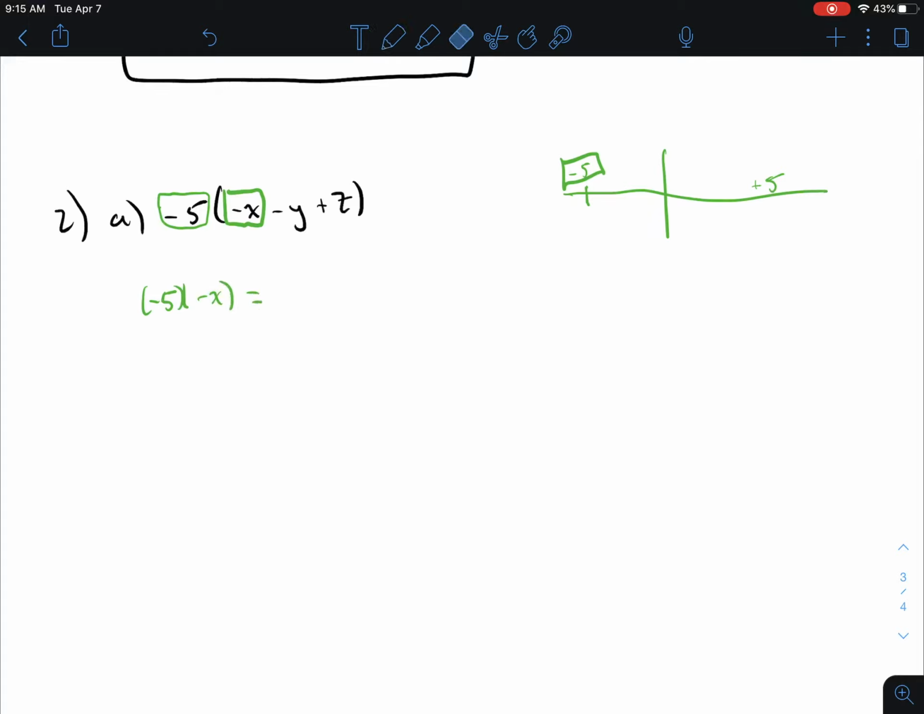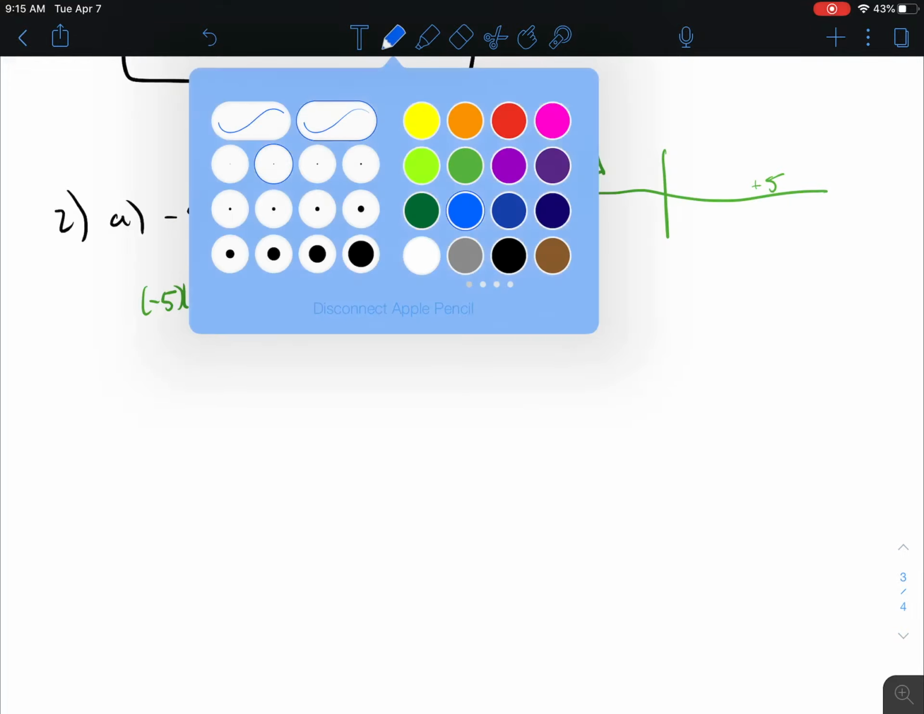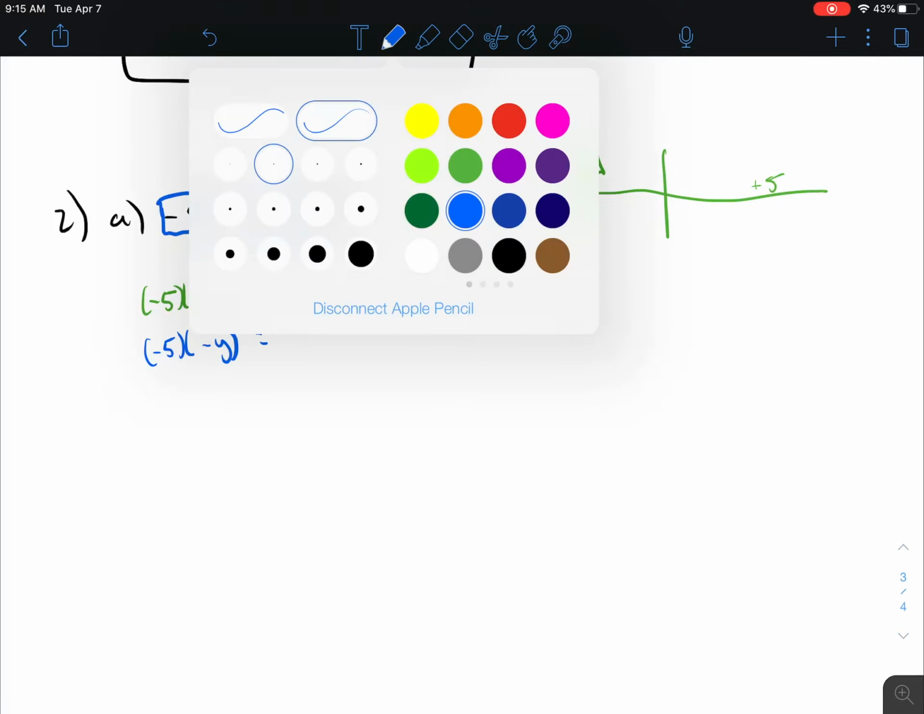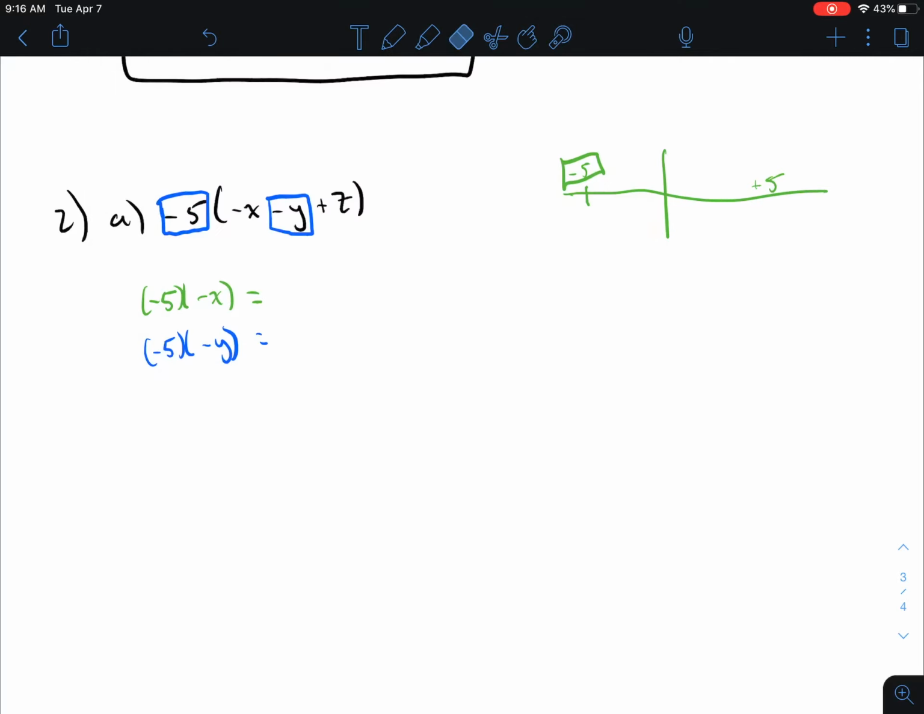You're going to get an answer, right? Then I'm going to do it again. Okay, so then I got to do, in blue, negative 5 multiplied against negative y. And you're going to get an answer. We'll do the math after. And then you'll do the last one. Negative 5 multiplied by positive z.